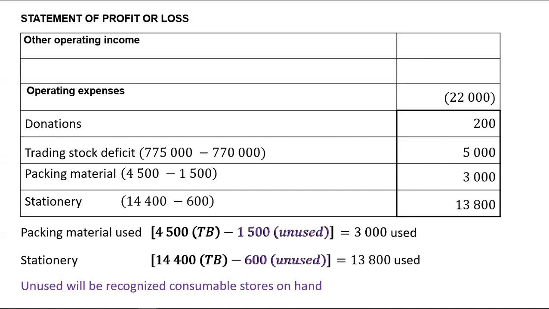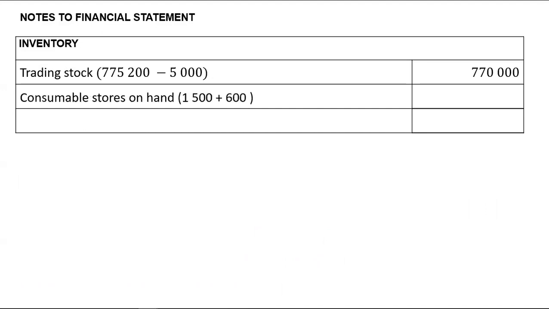As I've said, the unused part will be recorded in the inventory. Now, in our inventory note, we will start with trading stock on hand as per the stock count, and that will have been 770,000. Our consumable stores on hand, which is under inventory as well, will be 1,500 plus 600. That will be 2,100. Our total inventory will be 772,100.